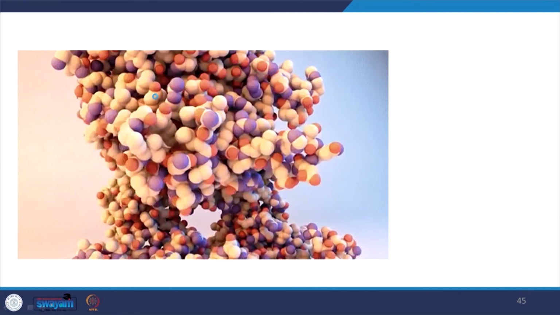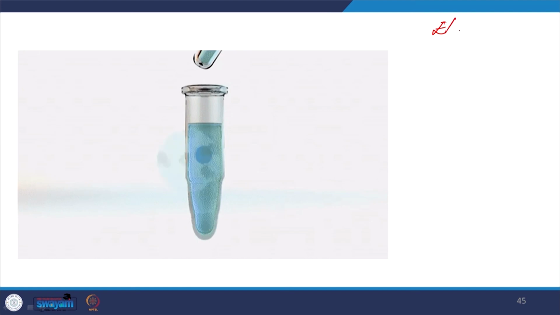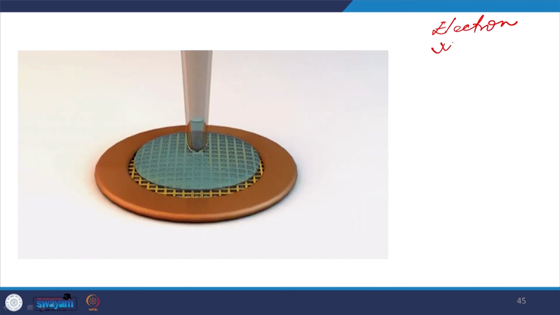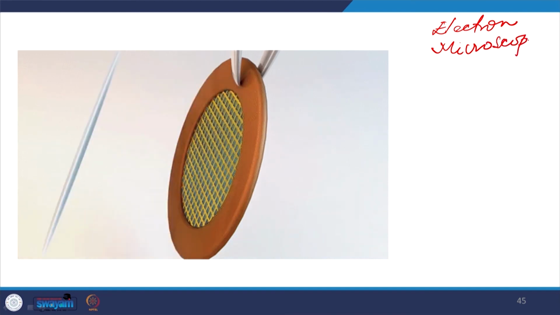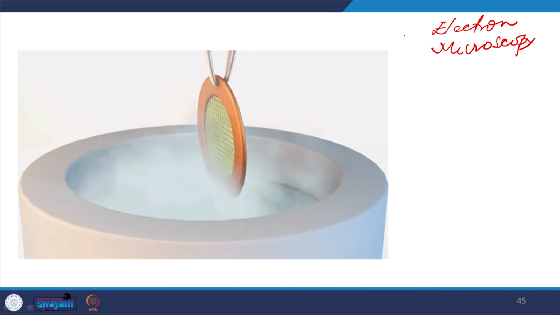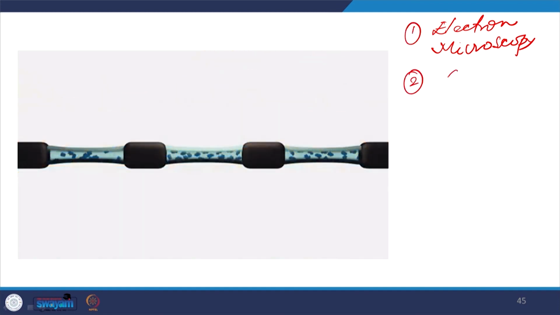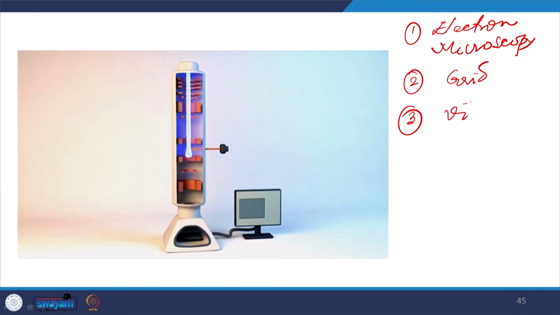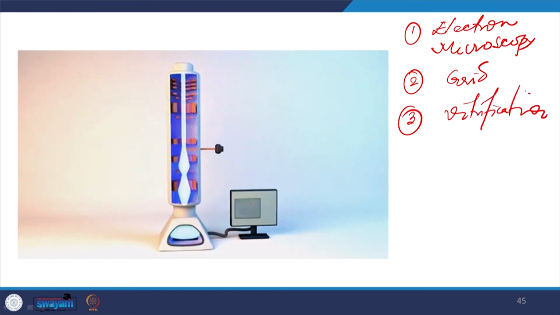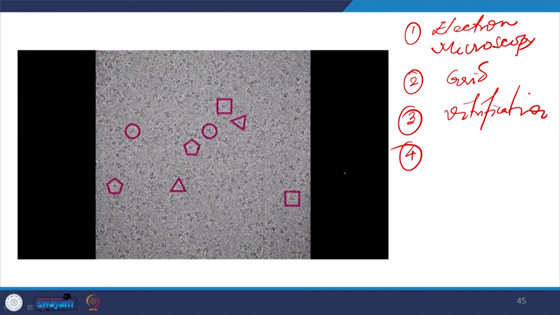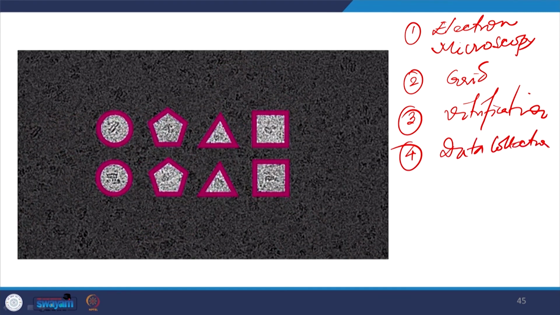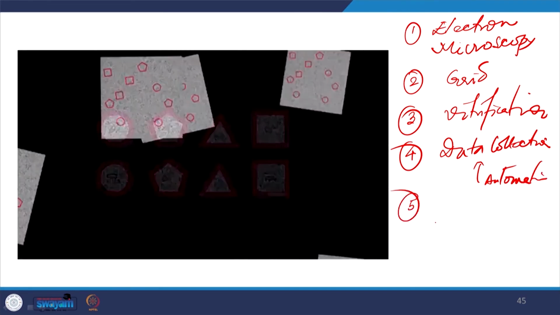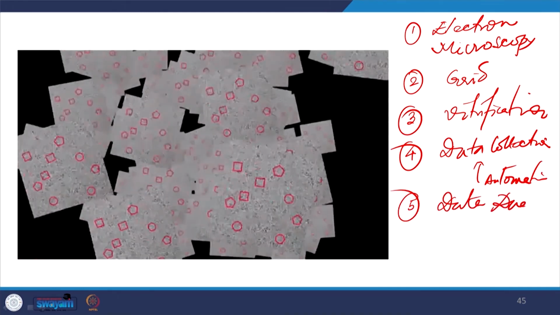So, in cryo-electron microscopy, the first step is preparing the proper grids, then vitrification with different methods of freezing, then data collection where a lot of automation is going on, and last but not the least, data analysis.